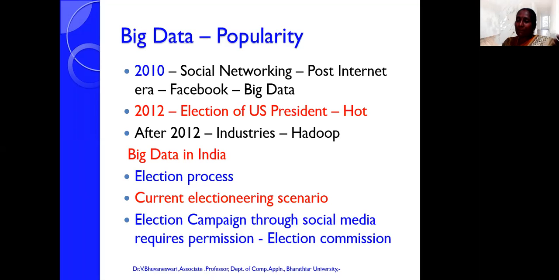So big data has become popular because of social media, because of the electioneering process that is being used around the globe, and for applications which help to improve the lifestyle, the life or benefit of people. This is where big data is being used. The popularity of big data, I think we'll be discussing in the entire topic with so many use cases. Whenever we discuss the topic, we'll be discussing more use cases in the forthcoming slides.